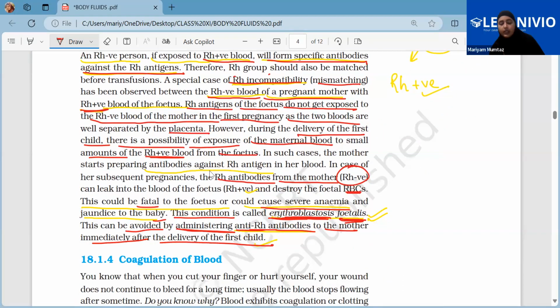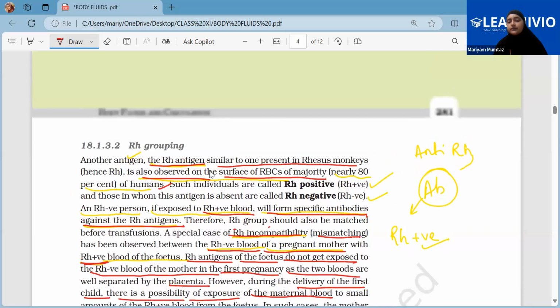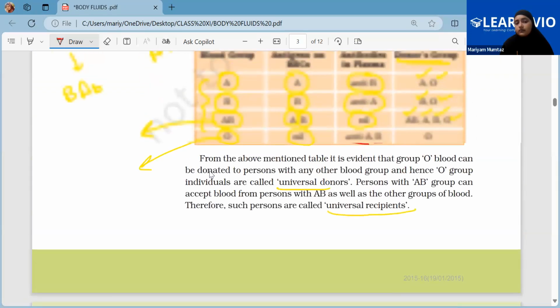Okay. Now let's keep it till here only for today. In the next class, we'll start with coagulation of blood. Up until now, do you have any doubts? Yes, ma'am.